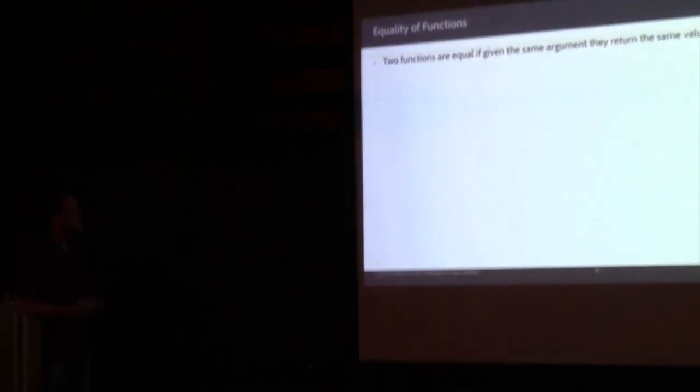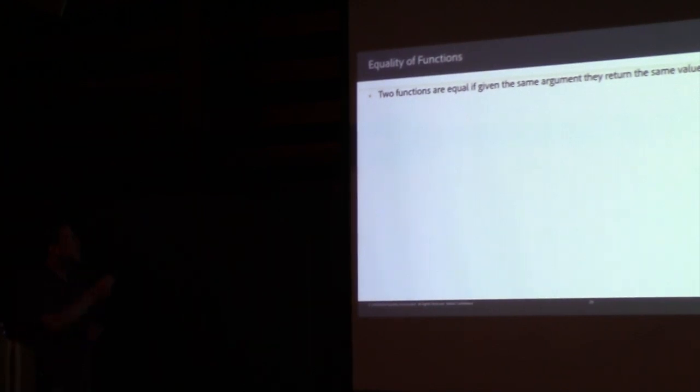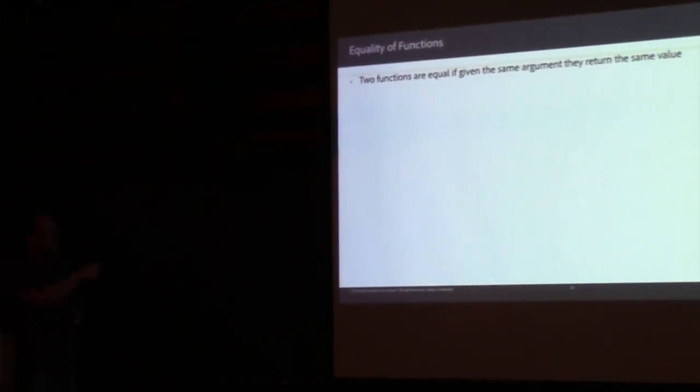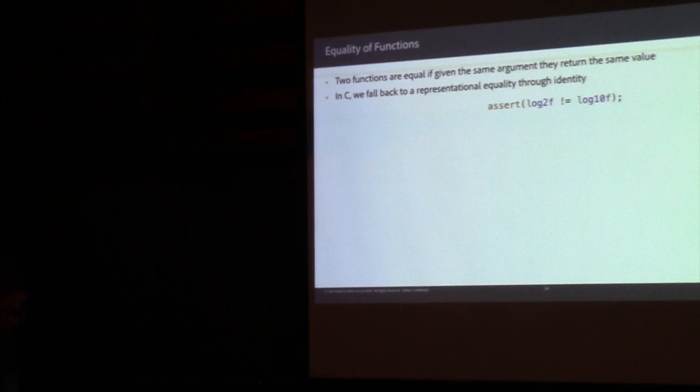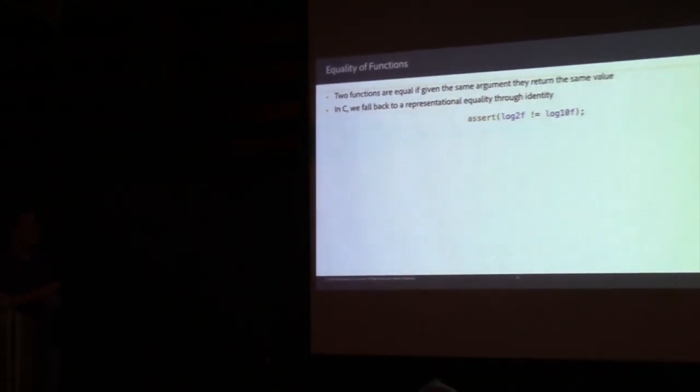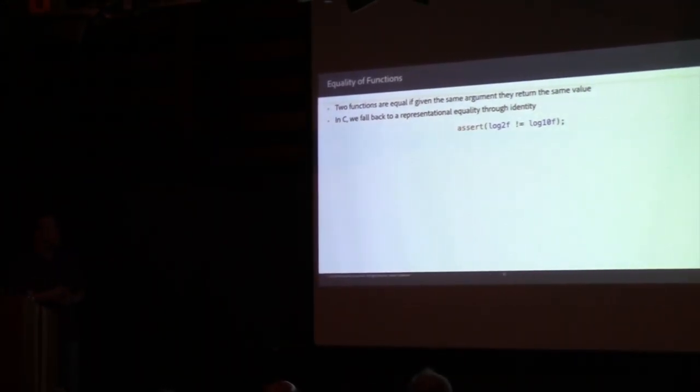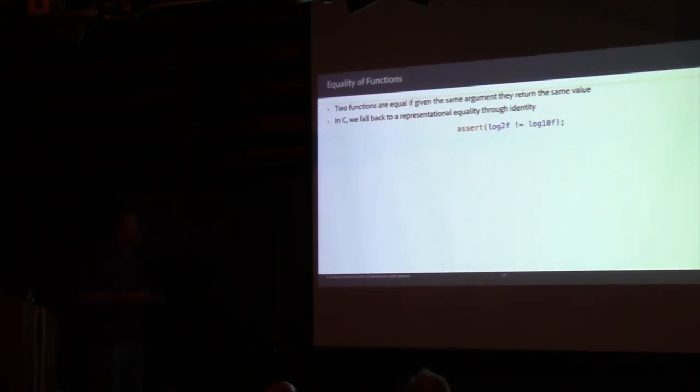I want to talk about functions here, because what has happened with C++ and functions upsets me to no end, and I stumble into this frequently. Two functions are equal if, given the same arguments, they return the same value. That's not good. But in C, we fall back to a representational equality effectively through identity. So I can actually write that line of code in C or C++, and that works fine.